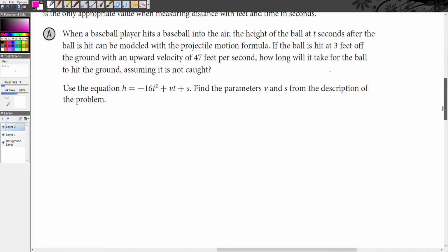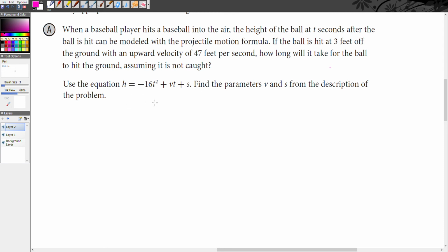So we take a look at this problem here. We have h equals negative 16t squared plus vt plus s. Now we're not going to be able to find t. t is what we're going to have to solve the equation to find, but we need to find v and s. So v is the velocity. So let's write here h equals negative 16t squared, that's going to stay, plus, now what's v? Our velocity is 47 feet per second. So this vt becomes 47t, plus, and s is our starting point. Where is the ball when it's hit? It's 3 feet off the ground. So s is 3. Okay?